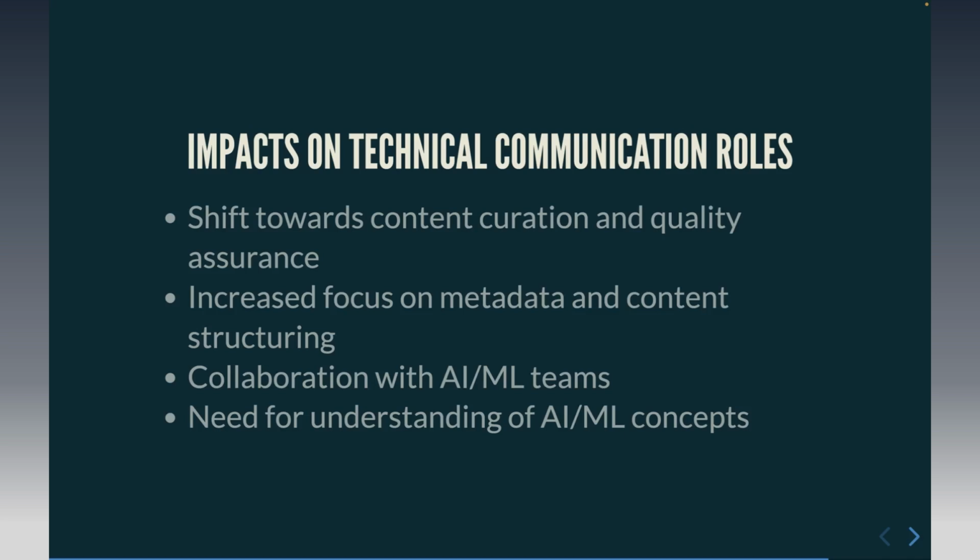There will be an increased focus on metadata and content structuring to optimize for AI consumption while still appealing to human readers. And we'll need to collaborate more with AI and ML teams, something that is still fairly rare today. And there will be a growing need for technical communicators to understand AI and ML concepts, at least in the ways that it affects our content and, well, our team's systems.